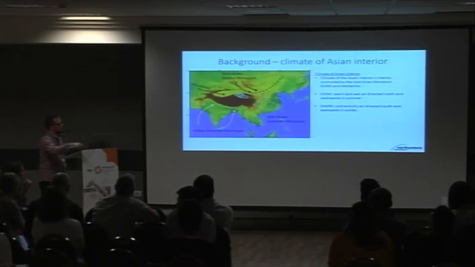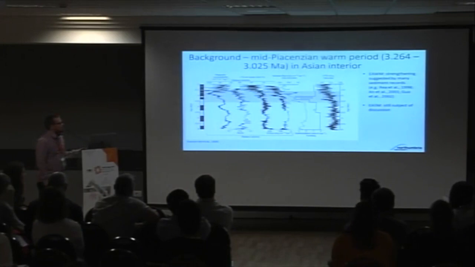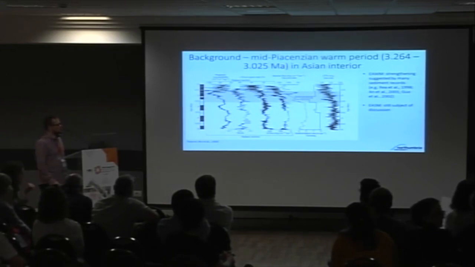The Indian summer monsoon has a very limited effect on our study area because of the high topography of the Tibetan Plateau and the rain shadow effects. The westerlies, on the other hand, provide moisture from the Atlantic and the Mediterranean to the study area. What sediment records have already shown is that for the East Asian winter monsoon, we have strong evidence of a strengthening during this time period, but for the East Asian summer monsoon, it's a bit controversial and still subject of discussion.